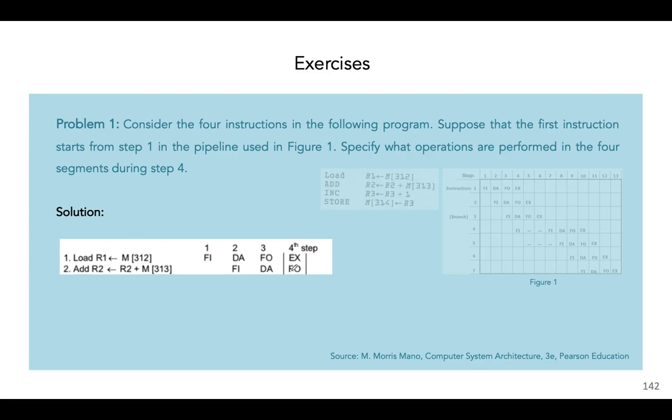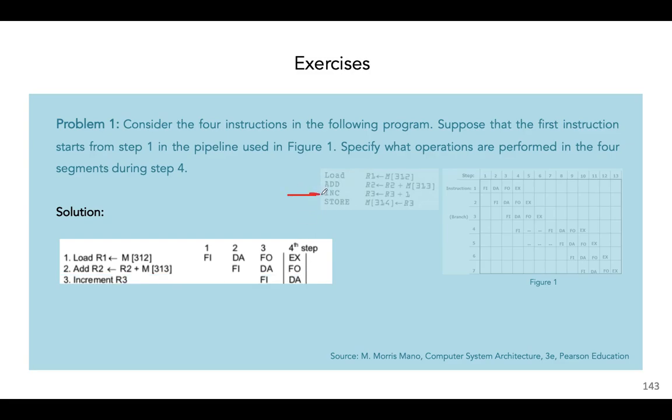Then the next instruction comes along. So in step 2, this instruction will be fetched. In step 3, it will undergo the next phase, which is decoding. In the fourth step, the operands are going to be fetched. So no need to write the fifth step because we are concerned with what happens in the fourth step, right? So in the fourth step, it's currently in the FO stage.